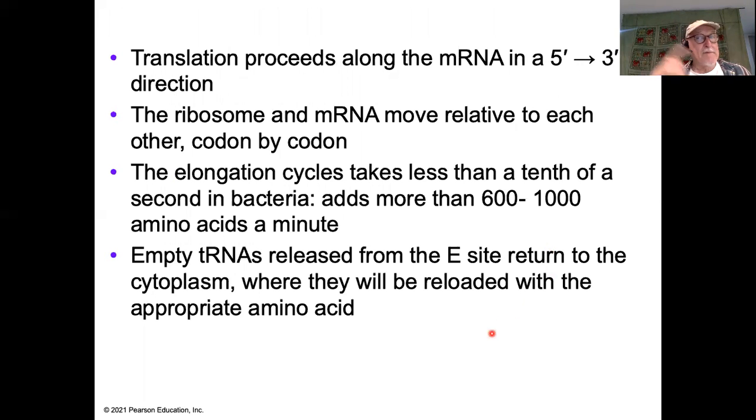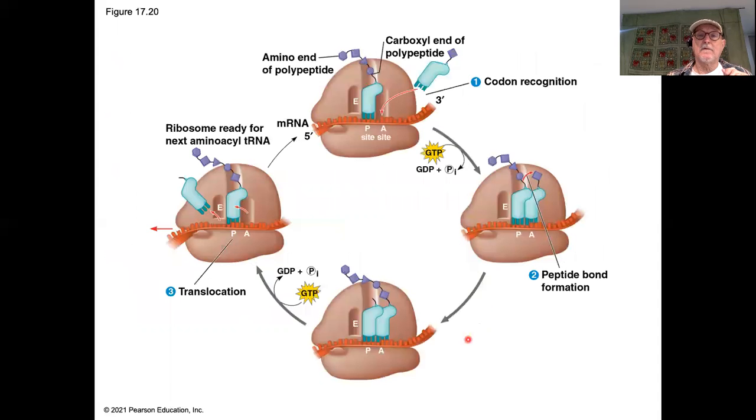By the way, these empty tRNAs, again, I repeat, they get recycled. They immediately get recharged with their appropriate amino acid, and they can participate again. So this process happens quite fast. In bacteria, 600 to 1,000 amino acids in a minute can be added to the chain. This just summarizes the whole process for you.